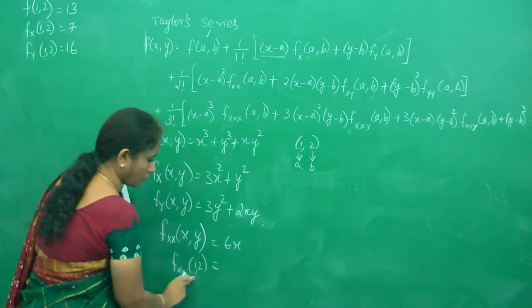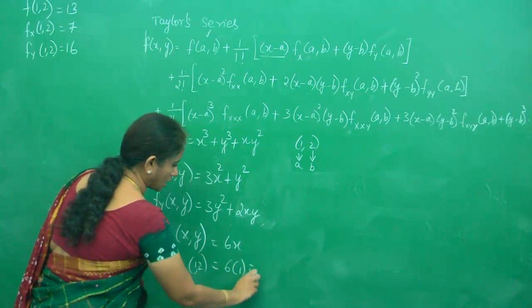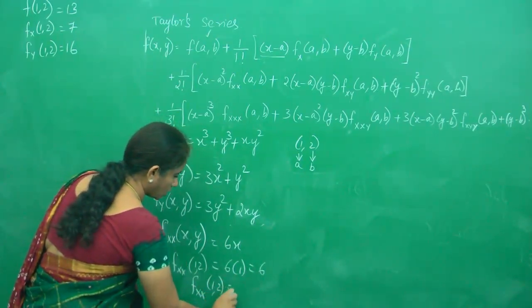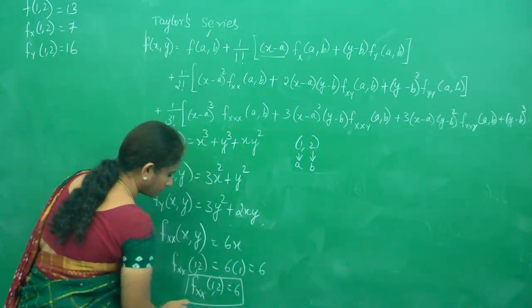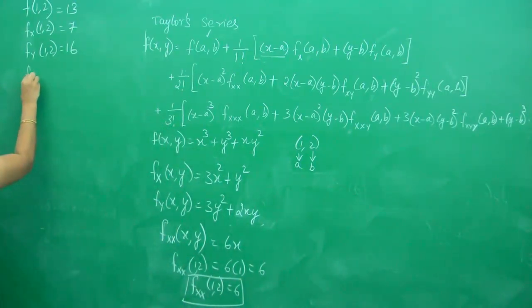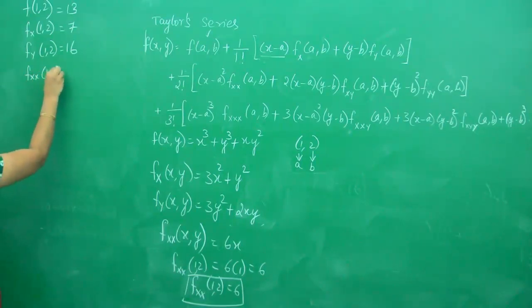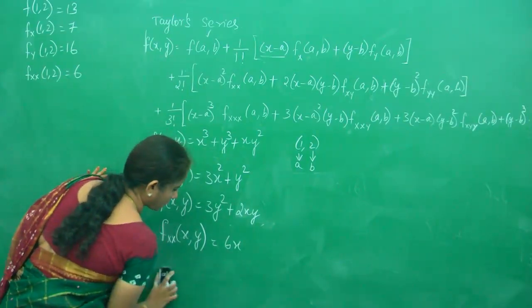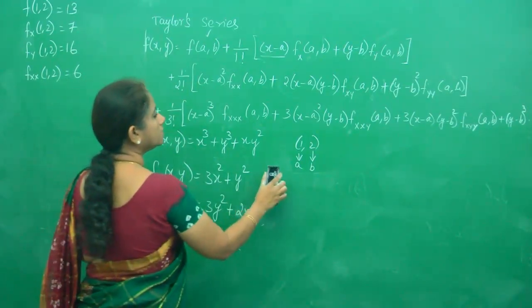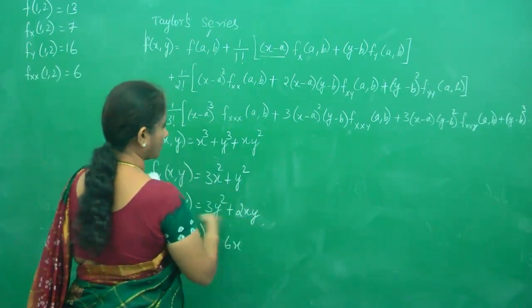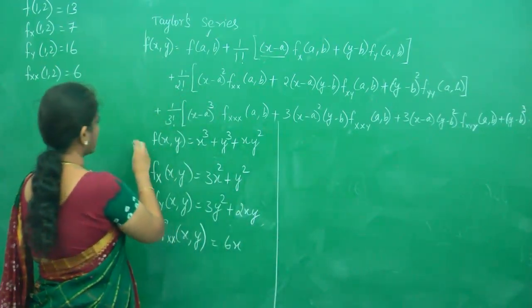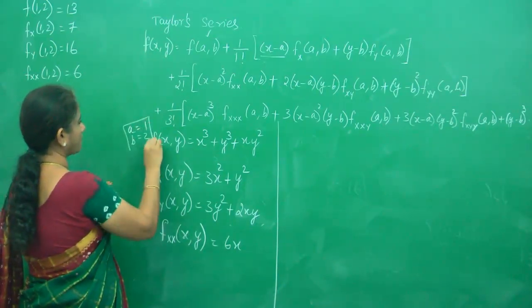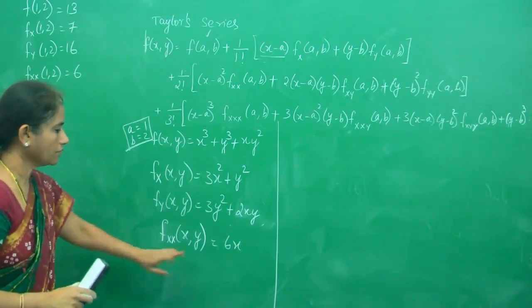So fxx of 1, 2 is 6 times 1, which is 6. Now, you know A is 1 and B is 2. Now, fxx of xy is done.